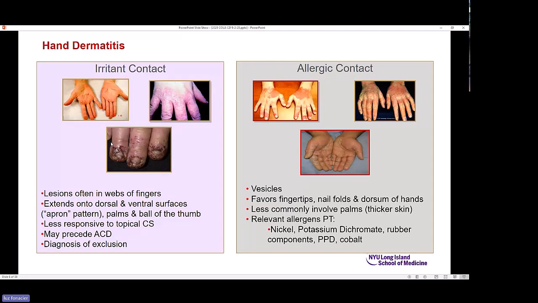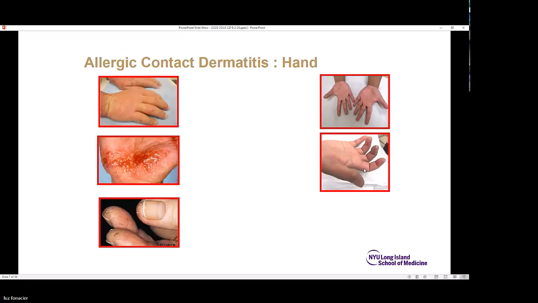metals, nickel and potassium dichromate. So nickel and chromium, and cobalt is one of them. Rubber components, obviously from gloves, and p-phenylenediamine.